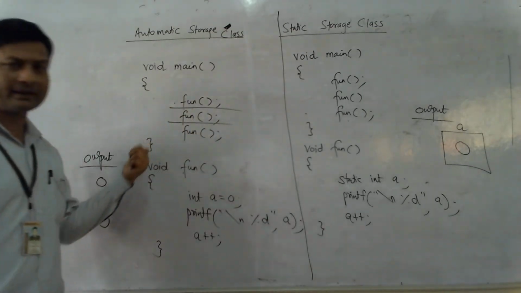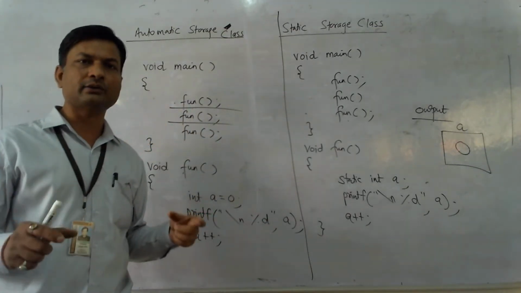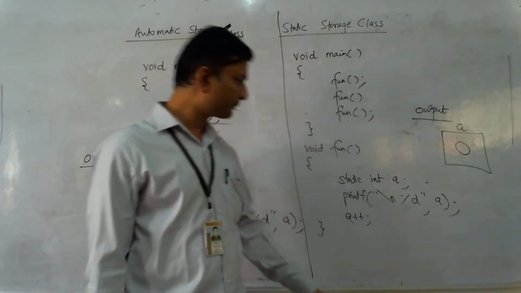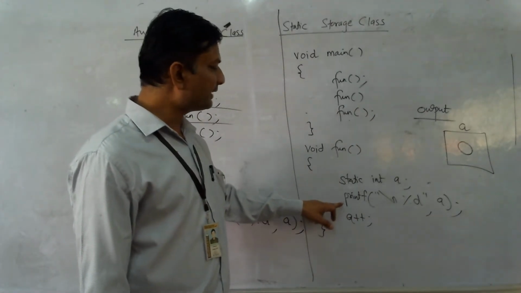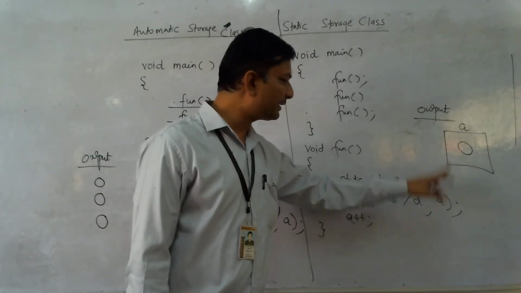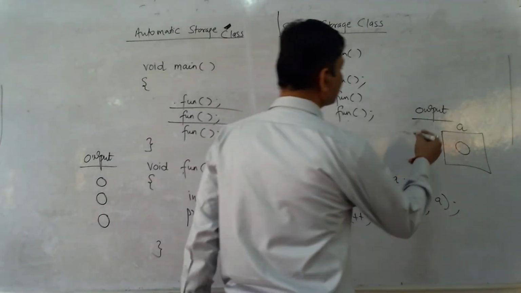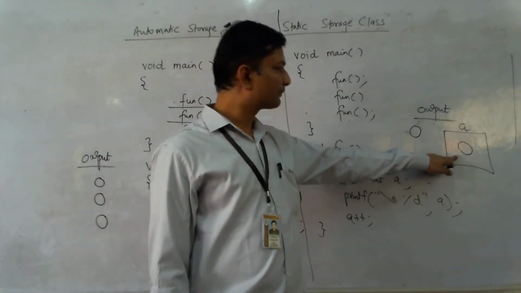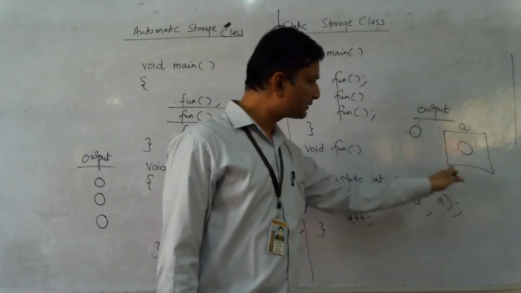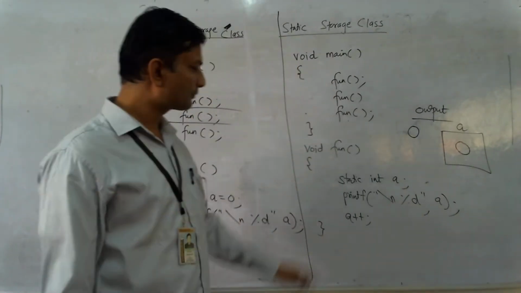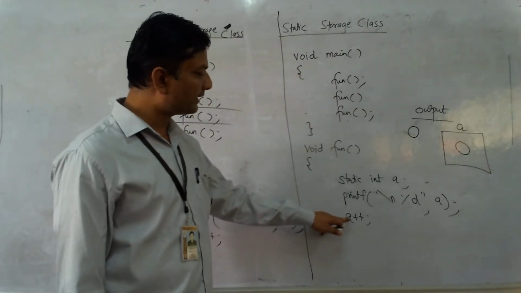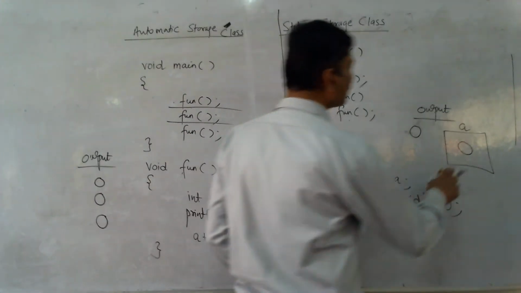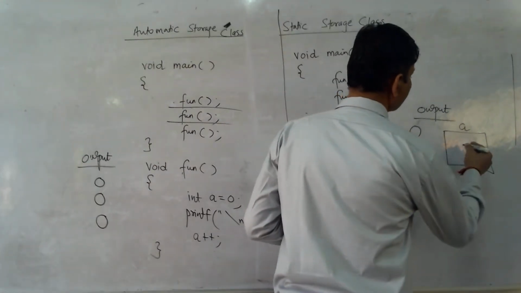In case of automatic storage class, default value is garbage, but in case of static storage class, default value is 0. In second line, value of A will be displayed. What is the value of A? 0, as can be watched from this memory map. In the third line, value of A is increased by 1. Then what will the value of A become? Value of A will become 1.